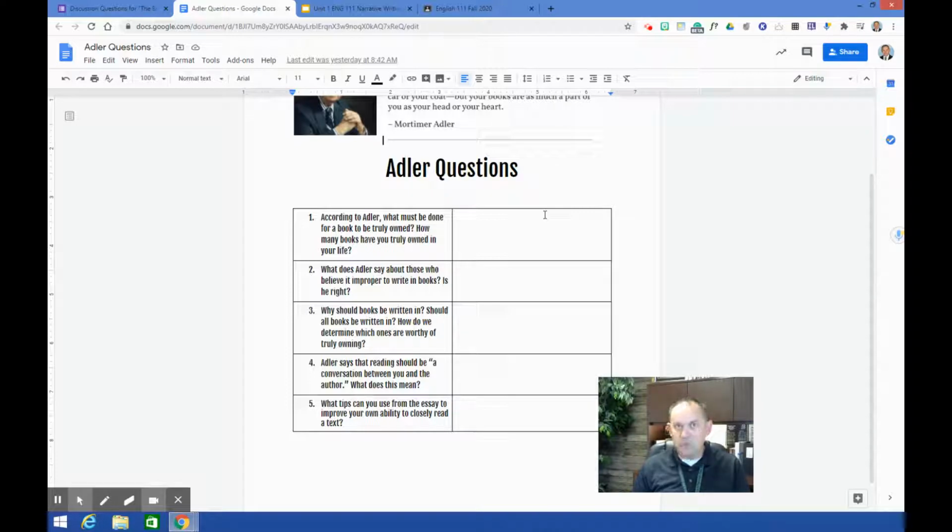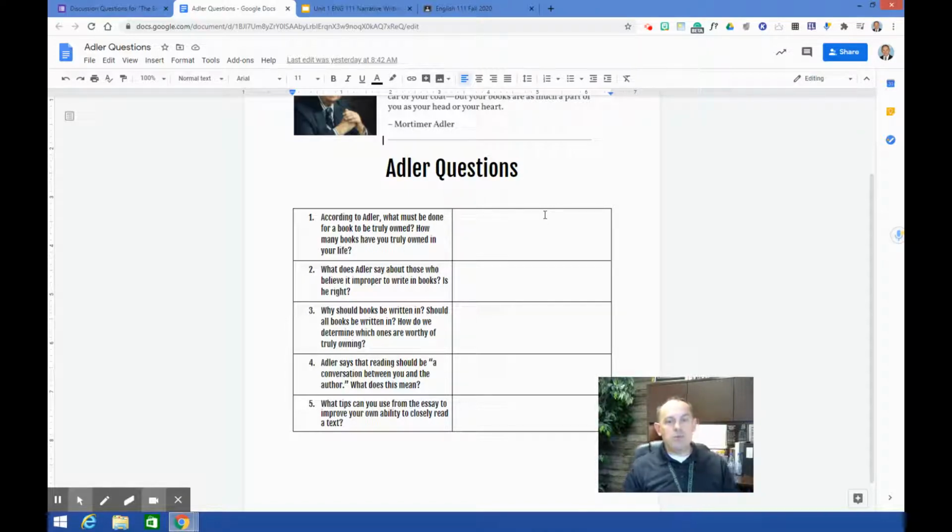Does that ever happen to you? Of course it has. All we're doing is our eyeballs are scanning text, but we're not truly interacting with the text. That's what Adler means when he says it's a conversation between you and the author. So when the author says something that you question, write that question down. It makes it a recursive process between you and the text. That's what it truly means to interact.